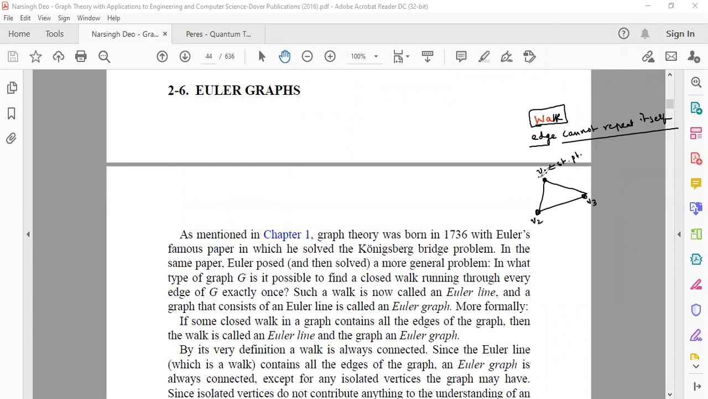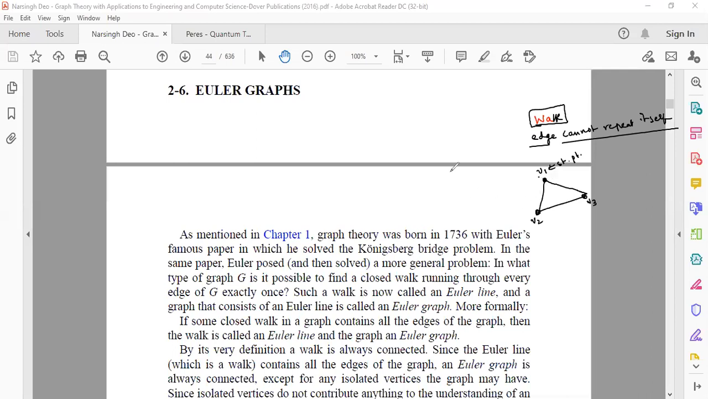So the vertex related property is being satisfied over here. Not only this, if I move along this direction, all the edges are being covered only once. So this particular graph which we have over here is called the Euler graph.